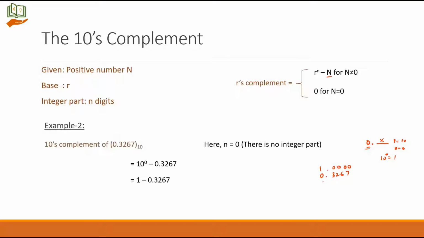1.0 and 1 are same only. So let's subtract. 10 minus 7 is 3. 9 minus 6 is 3. 9 minus 2 is 7. 9 minus 3 is 6 and 0 minus 0 is 0. So 0.6733 will be the answer. This is how you have to manipulate fractional numbers.